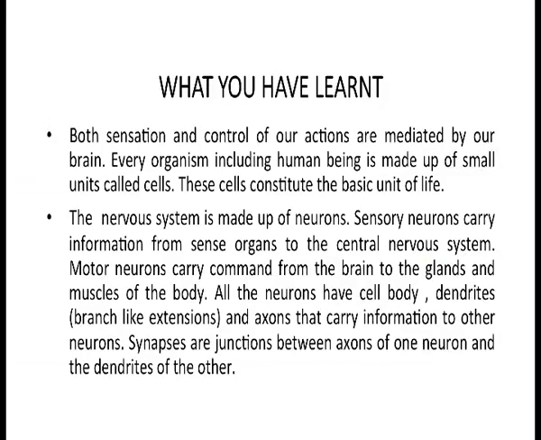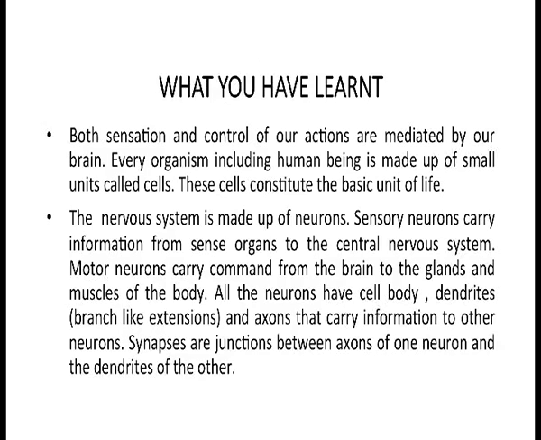We discussed the functioning of our body with the help of our brain itself. We receive sensations through our senses and react by the actions of our muscles and glands. Both sensation and control of our action are mediated by our brain. Every organism, including human beings, is made up of small units that are called cells. These cells constitute the basic unit of life. The nervous system is made up of neurons. Sensory neurons carry information from sense organs to the central nervous system. Motor neurons carry commands from the brain to the glands and muscles of the body.